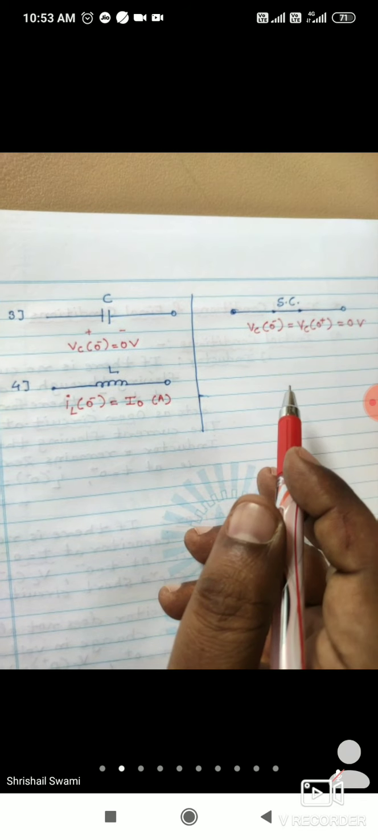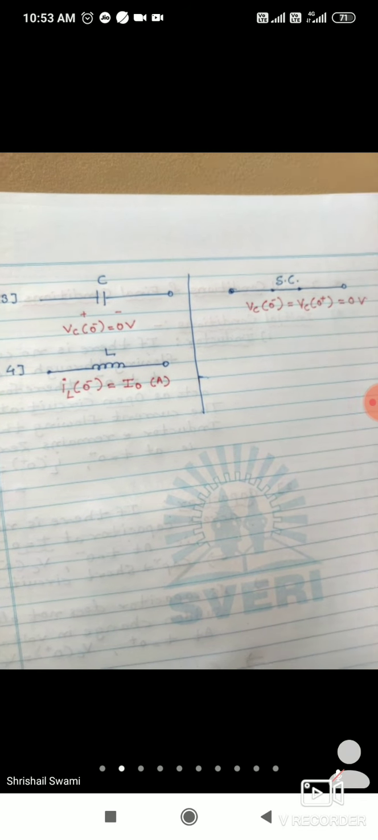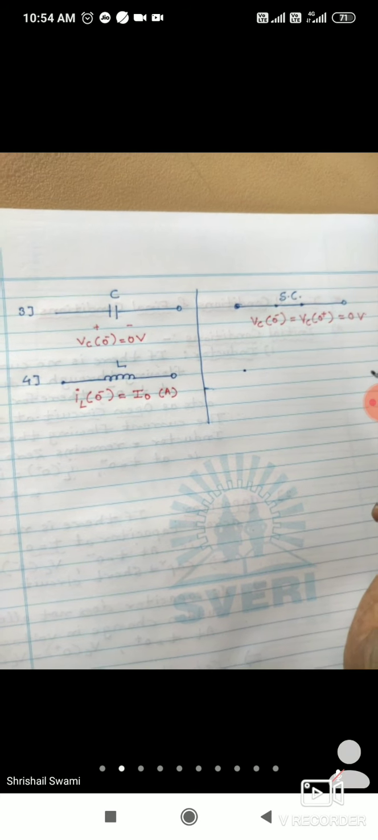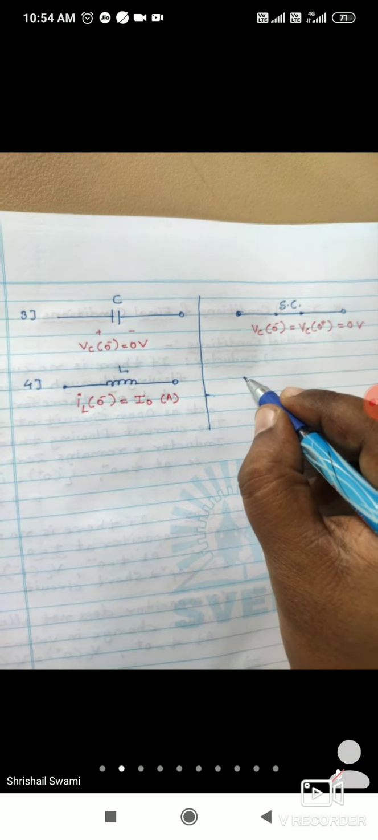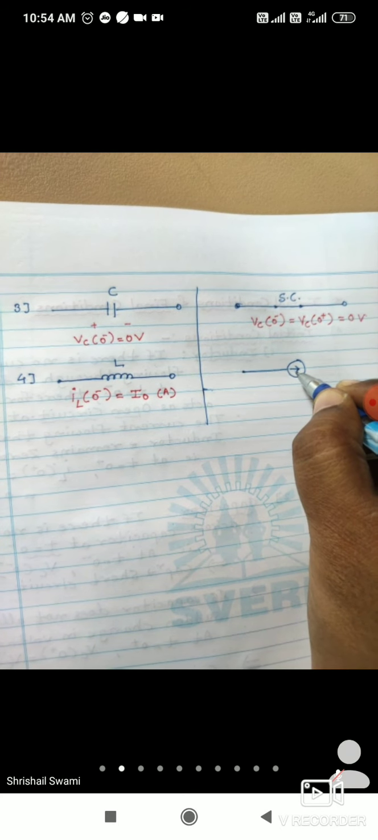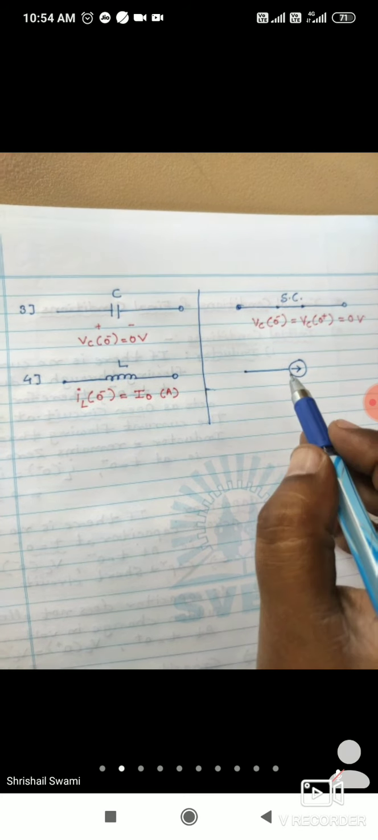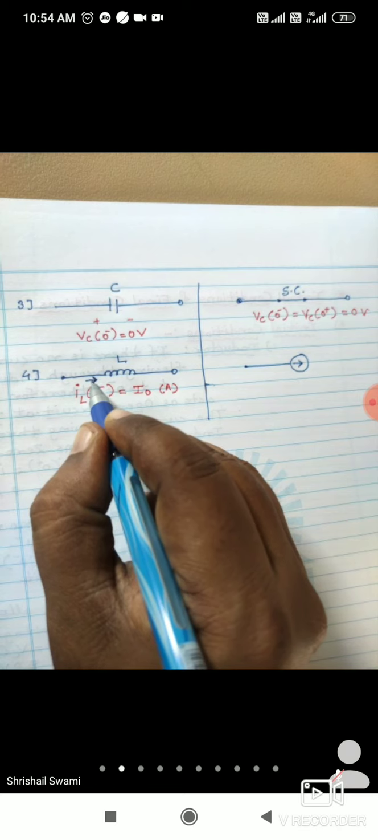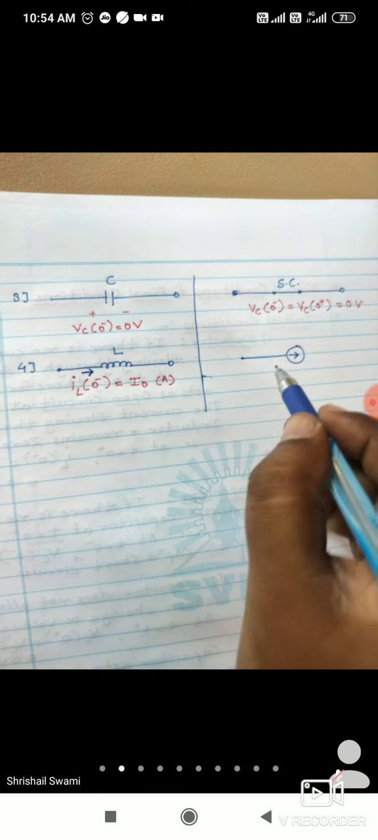In that case, how will the inductor behave in the circuit when t is equal to 0 plus? At that time the inductor will act as a current source. So this direction depends on the direction of the current passing through the inductor. If it is opposite, the direction will be reversed.